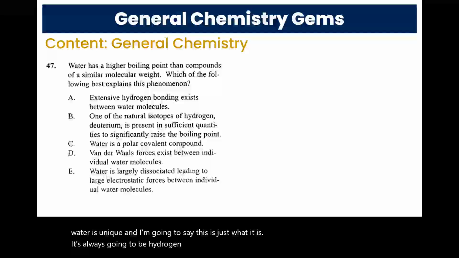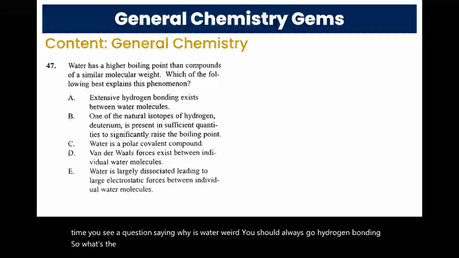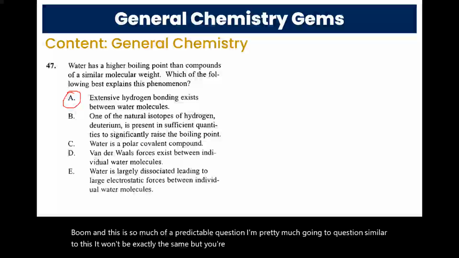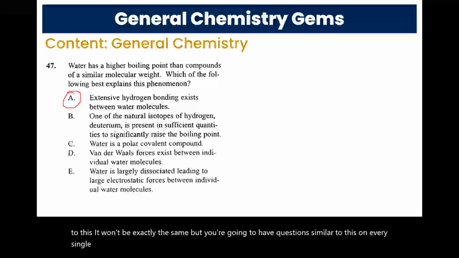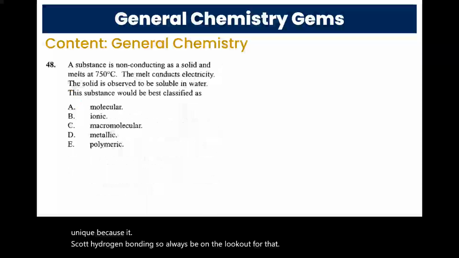Everybody should get this question right. Every time you see a question saying, why is water weird? You should always go, hydrogen bonding. So what's the answer? A. It's going to be A. Boom. This is such a predictable question. You're going to have a question similar to this on every single test, because water being unique is a pretty characteristic question, and it's unique because it's got hydrogen bonding. So always be on the lookout for that. Sometimes questions are that straightforward.